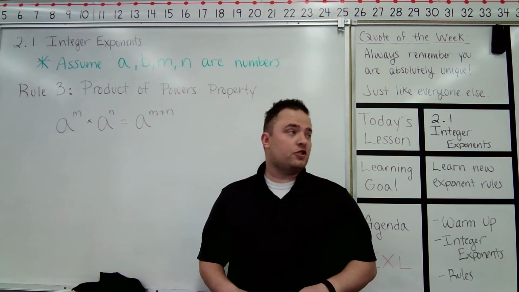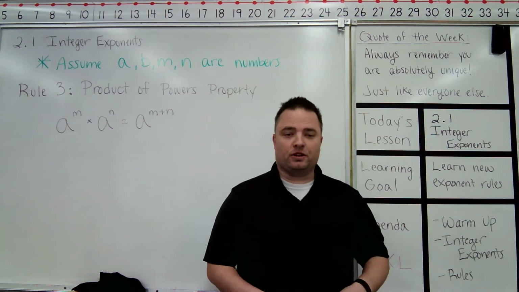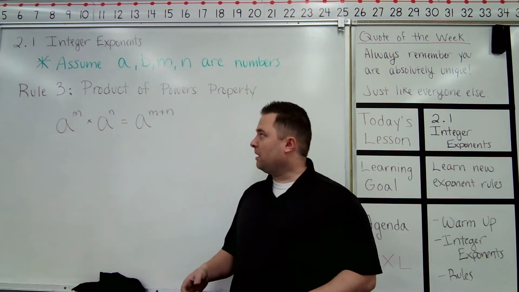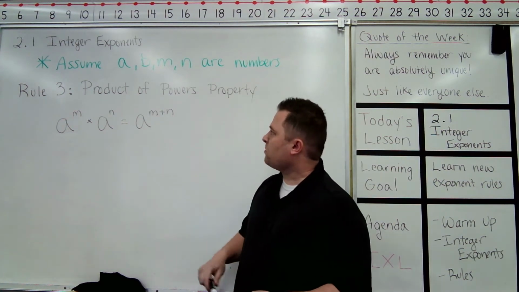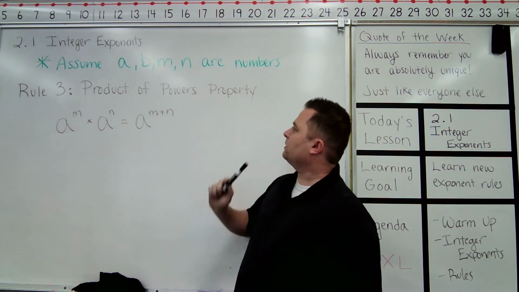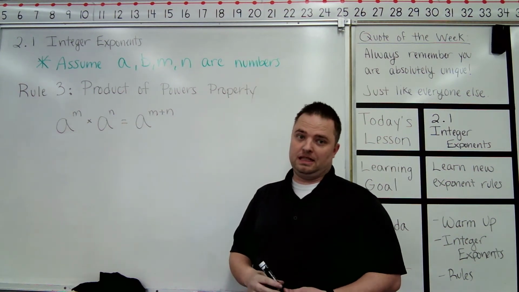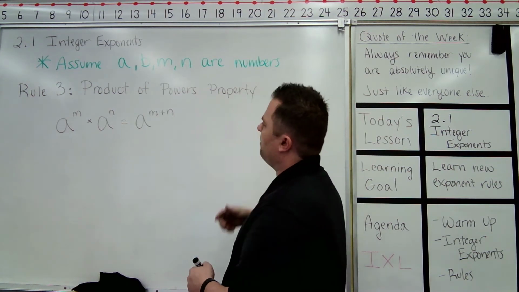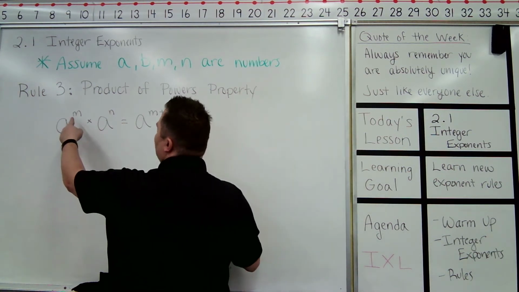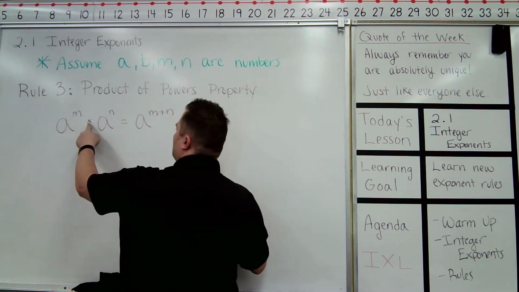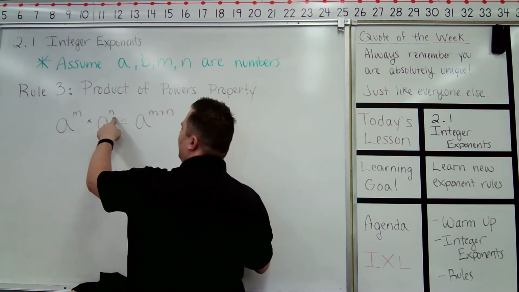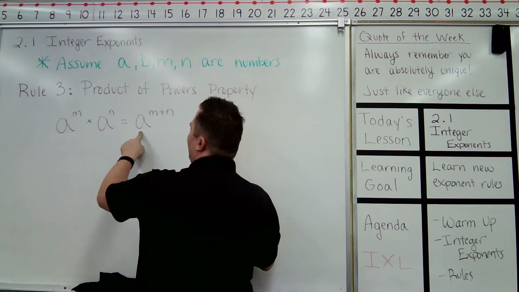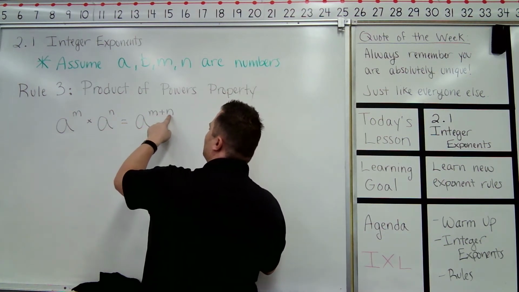We're still on 2.1, the integer exponents. But in this video, we're talking about rule number 3, the product of powers property, the PPP. What the product of powers property says is, if I have a to the m and I multiply it by a to the n, it's equal to a to the m plus n.